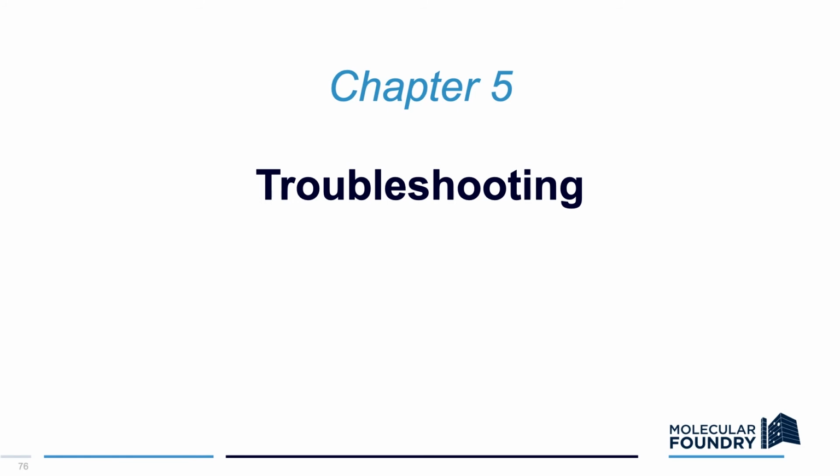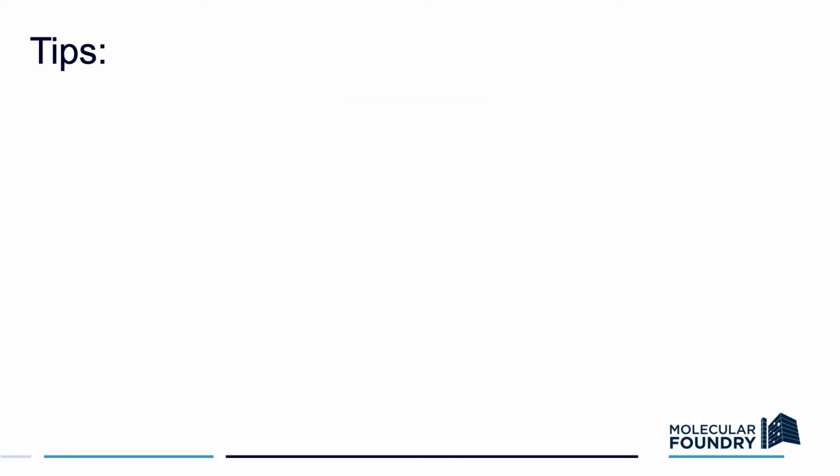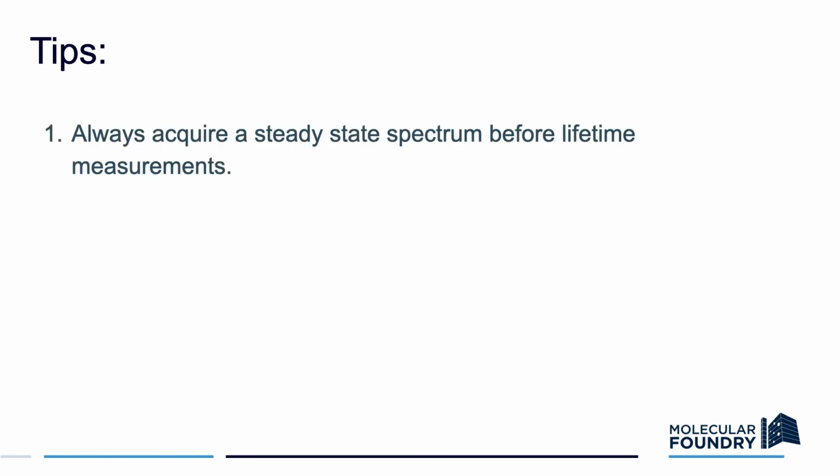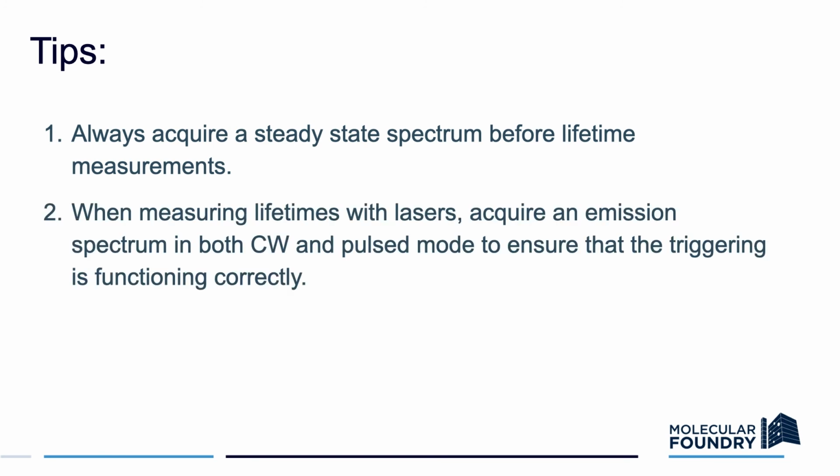Chapter 5, Troubleshooting. The Edinburgh spectrometer is pretty easy to use, but here's a few tips that will help you avoid common problems and increase the quality of your data. Always acquire a steady-state spectrum before a lifetime measurement. And when you're measuring lifetimes with the lasers, acquire an emission spectrum both in CW and pulsed mode to ensure that the triggering is functioning correctly.